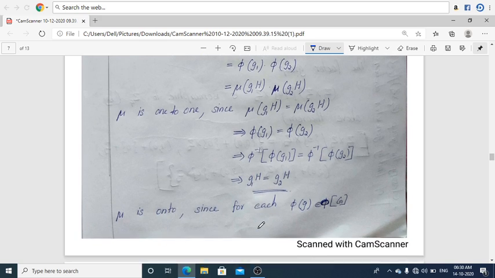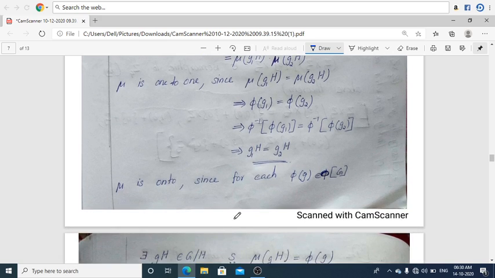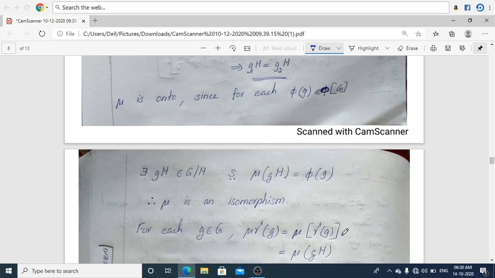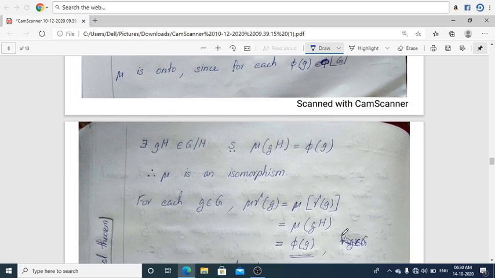Again mu onto എന്ന് പ്രൂവ് ചെയ്യണം. Since mu ഡിഫൈൻ ചെയ്തിരിക്കുന്നത് G over H ൽ നിന്ന് phi of G യിലേക്കാണ്. So phi of G യിൽ ഏത് എലമെൻ്റ് എടുത്താലും അതിന് പ്രീമേജ് ഉണ്ടെന്ന് പ്രൂവ് ചെയ്യണം. So for each phi of G, phi of G യിൽ ഒരു എലമെൻ്റ് സെലക്ട് ചെയ്തു ആർബിട്രറി ആയിട്ട്. There exists GH element of G over H. Phi of G സെലക്ട് ചെയ്താൽ കറസ്പോണ്ടിങ് ഒരു GH നമുക്ക് എടുക്കാം G over H ൽ നിന്ന്, such that mu of GH is equal to phi of G. So mu is onto. So mu is an isomorphism.